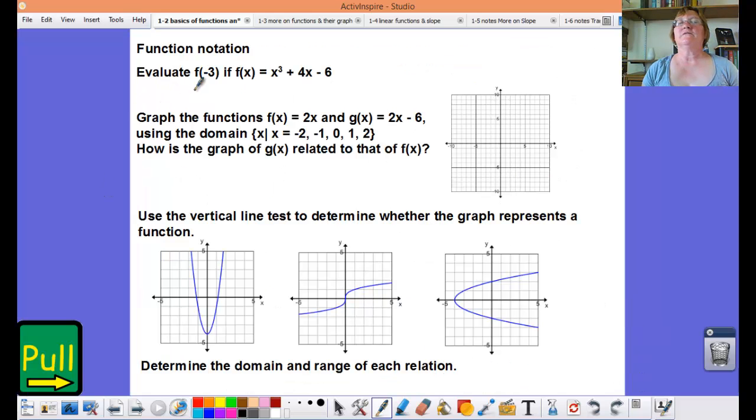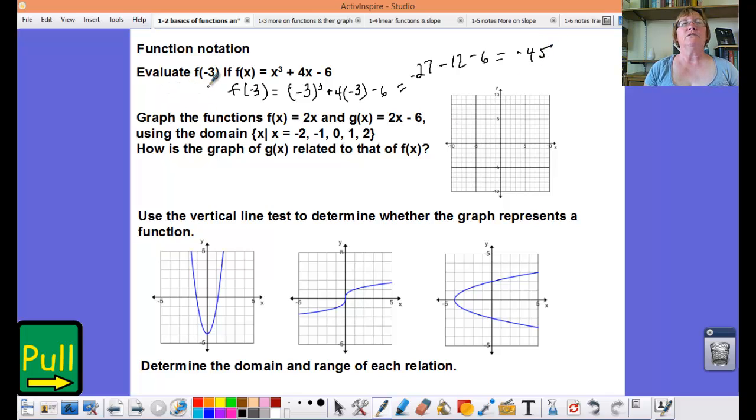The last page here on our flip chart is just refreshing us on function notation. We are to evaluate f of negative 3 if f of x is equal to x cubed plus 4x minus 6. What that is talking about is use negative 3 in place of x. So we want negative 3 cubed plus 4 times negative 3 minus 6, and do the arithmetic. That's negative 27 minus 12 minus 6, which evaluates to negative 45, if I did the arithmetic right, and I think I did.